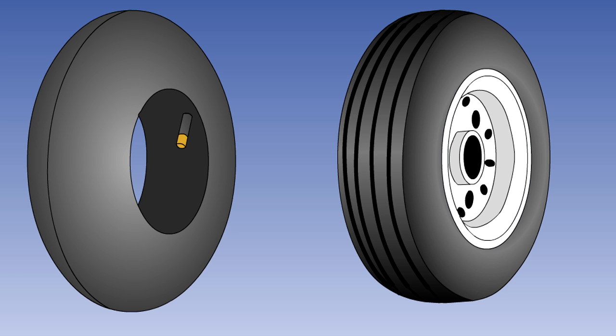Tyres are usually inflated with nitrogen, which absorbs shocks and supports the weight of the aircraft, while the tyre cover maintains the shape of the tyre, transmits braking, and provides a wearing surface. If a tube is fitted, the tyre also restrains the tube and protects it from damage.